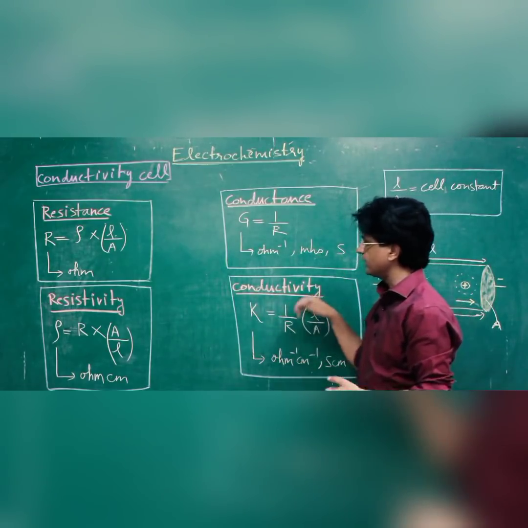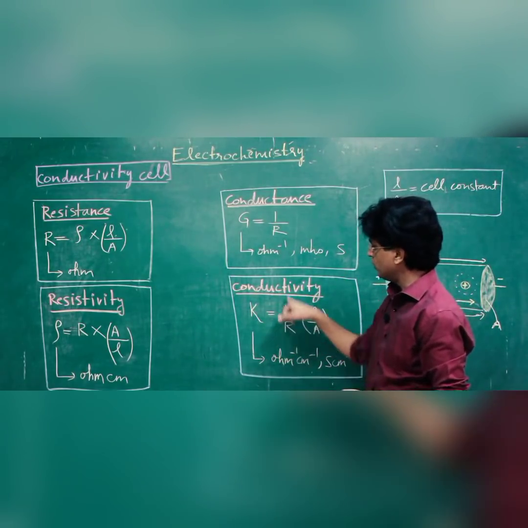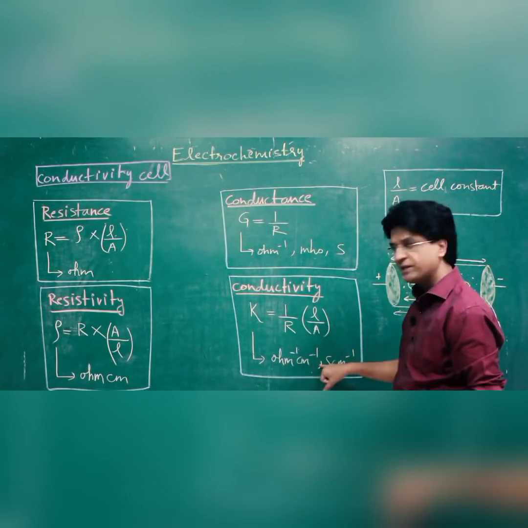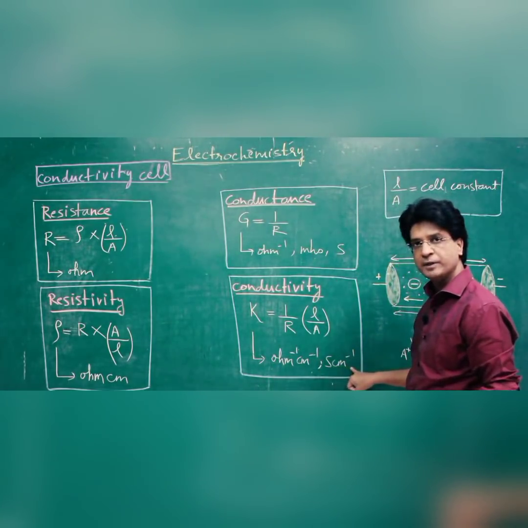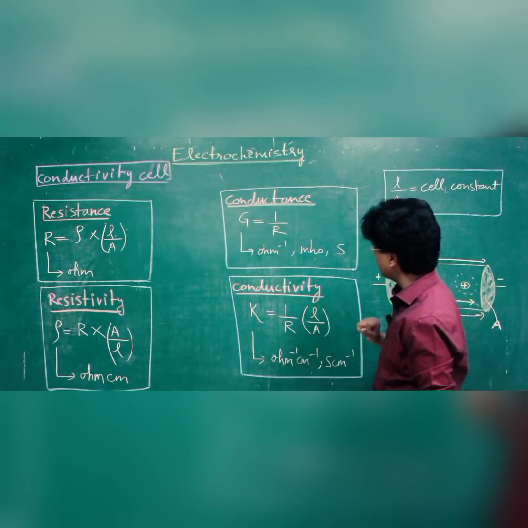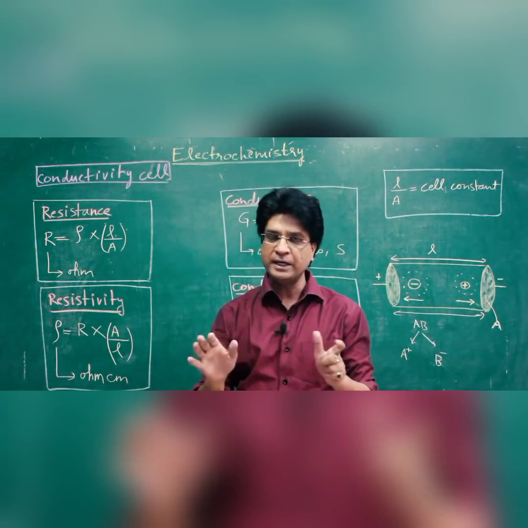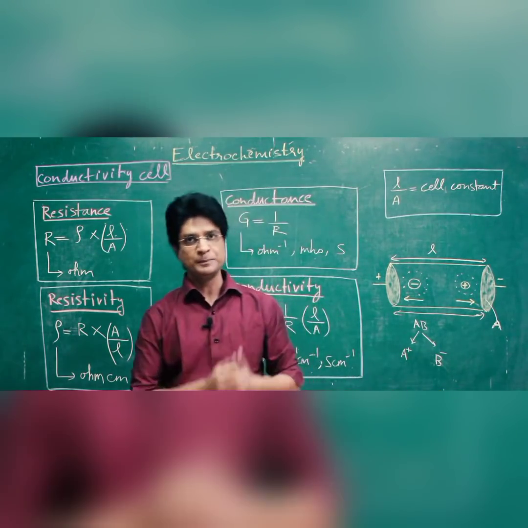Similarly, we have conductivity. Conductivity is equal to 1 by R, into L by A. Remember the units as well, per ohm per centimeter and Siemens per centimeter. This L by A is called cell constant. For a given cell, L by A does not change, it remains the same.